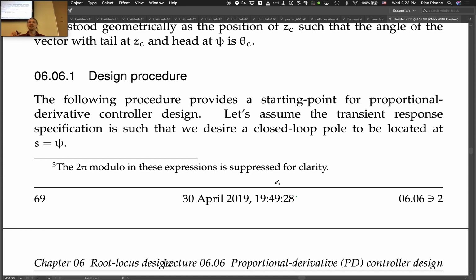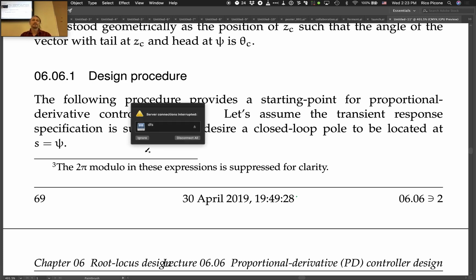The following procedure provides a starting point for proportional derivative controller design. Let's assume the transient response spec is such that we desire a closed loop pole to be located at S equals psi. So this is where we want one of our closed loop poles to be. We can only specify one, though. We can't specify multiple locations. We can only choose where one of the closed loop poles is going to be. The other ones are just going to be wherever they end up on their other branches, right?